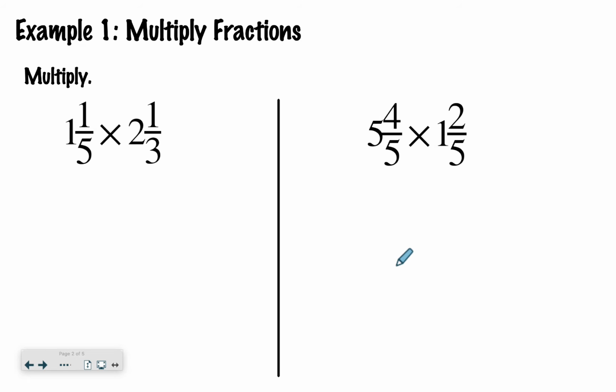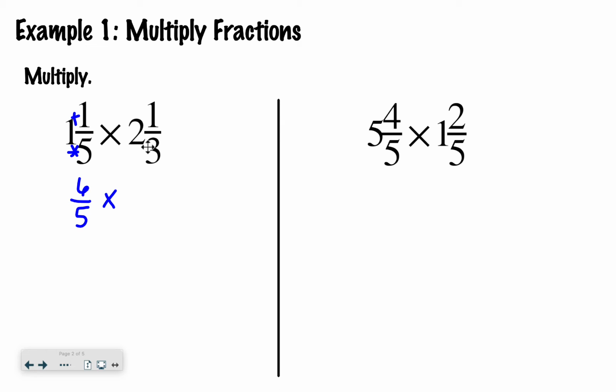So if we look at example 1, we are multiplying 1 1/5 times 2 1/3. So 1 1/5, let's remember how we convert to an improper fraction. You take your denominator, so the bottom of the fraction, multiply it with the whole number, so 5 times 1, and you add the numerator, so plus 1. 5 times 1 is 5, plus 1 is 6. So 1 1/5 equals 6/5 as an improper fraction, times, and then our second fraction is 2 1/3.